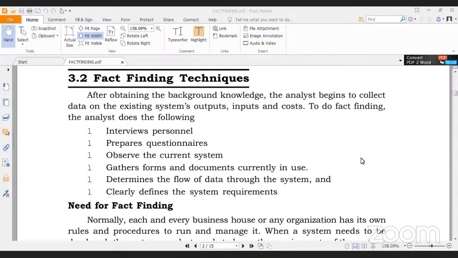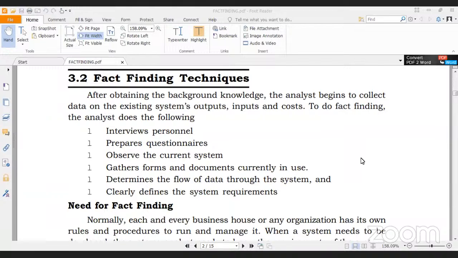So if we go for any fact finding techniques, that is used to collect the facts, the requirements, the needs from the customers. Is the slide visible? The slide is visible. Yes.